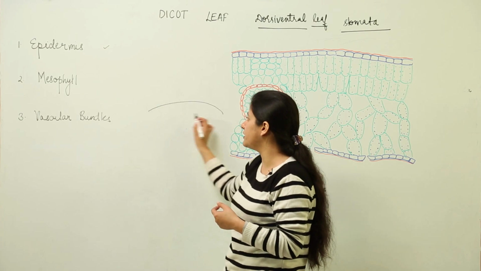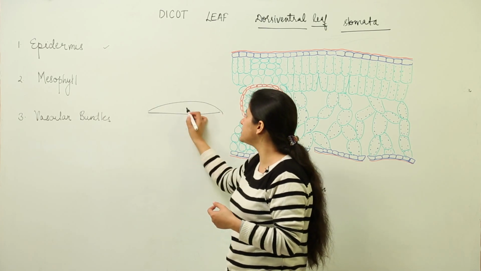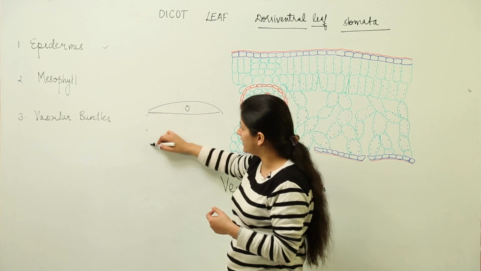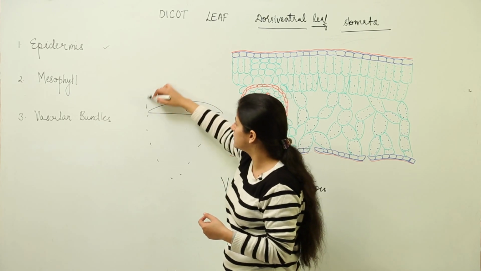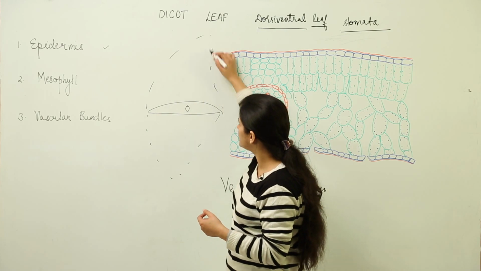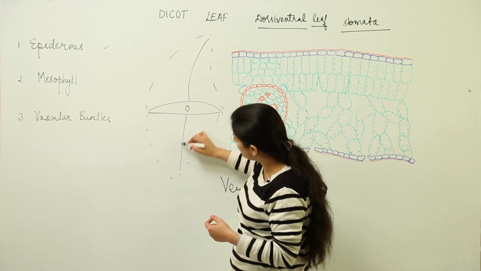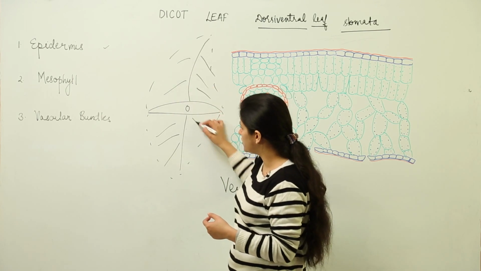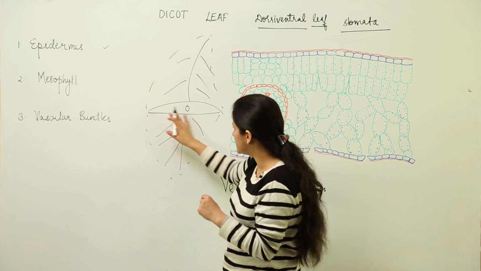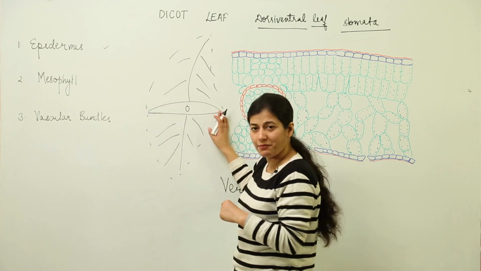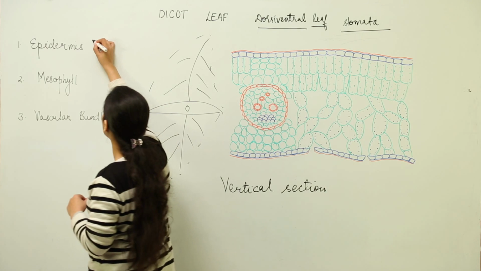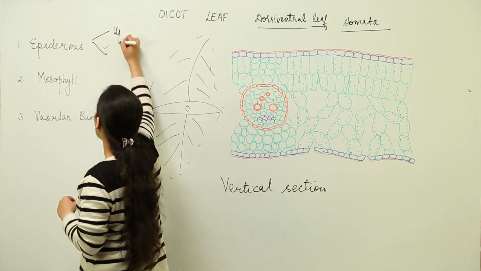Supposedly this is the upper epidermis, this is the lower epidermis, and in between you find the vein. You are watching the leaf, this is the rib, you have cut it and you're observing it. The leaf would be observed in this way. There would be upper epidermis, there would be lower epidermis. So in the case of epidermis, we have two, upper and lower.